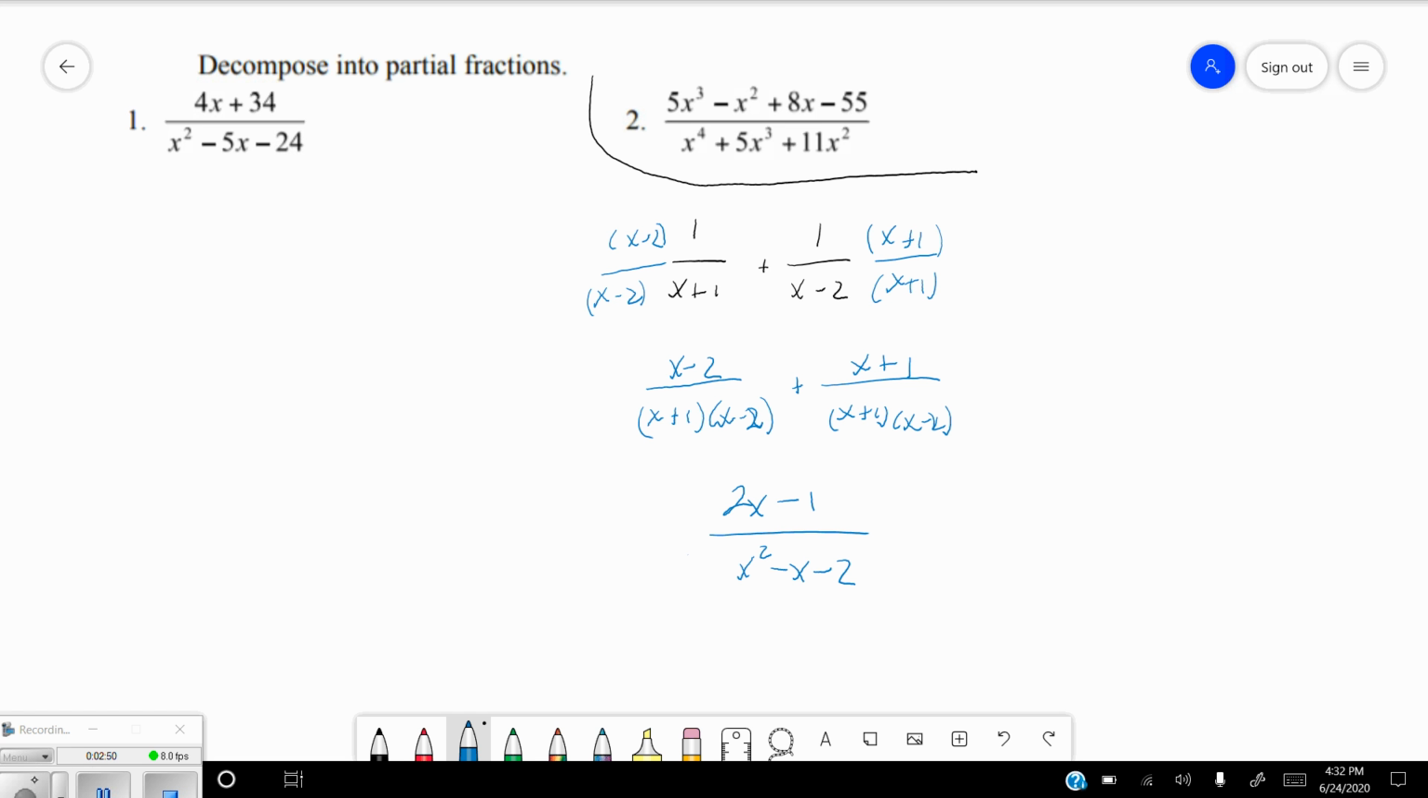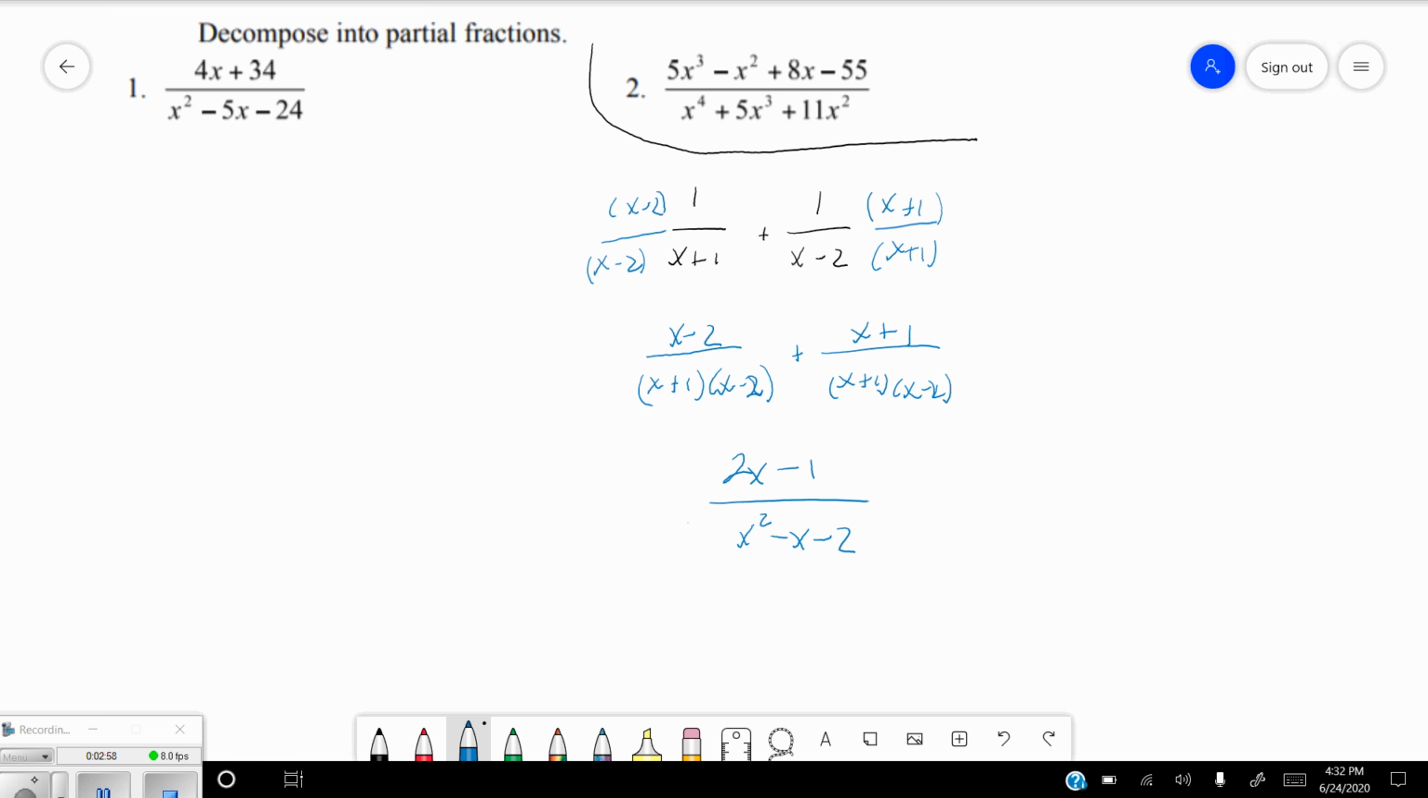So what you can see is I definitely have a rational function, very much like you see in number 1 and number 2. Number 2 looks a little bit more challenging, and it is. It's going to take some more time. But number 1 isn't going to be that bad. But what you can definitely see is I can't just take the 4x and the 34 and split those on top of the denominator. So the first thing that we're going to have to do is figure out what my numerator has to be in order for me to add those things up and get the 4x plus 34.